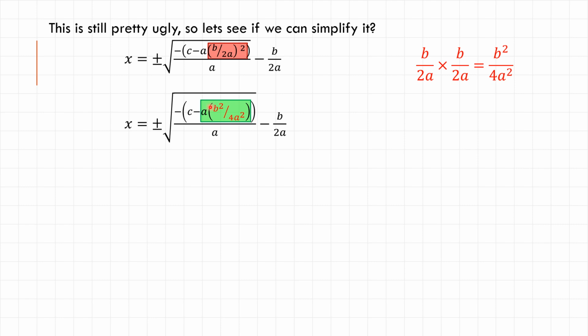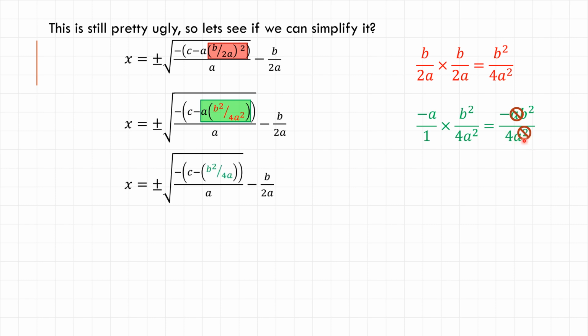Now I'm going to distribute that a. So I'm going to multiply that negative a into here. So negative a times this. The numerator is multiplied, the denominator is multiplied, and the a squareds in this case, one of the a's in the numerator will cancel out with one of the two a's in the denominator, and I'll be left with just 4a in the denominator. So I have b squared over 4a now. Okay, that's a little simpler than this.